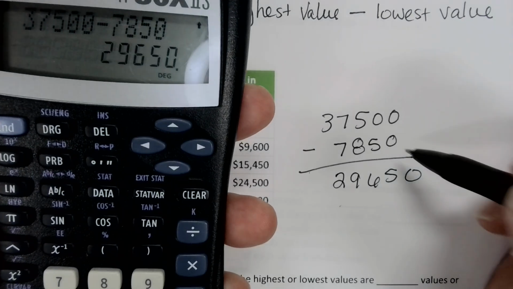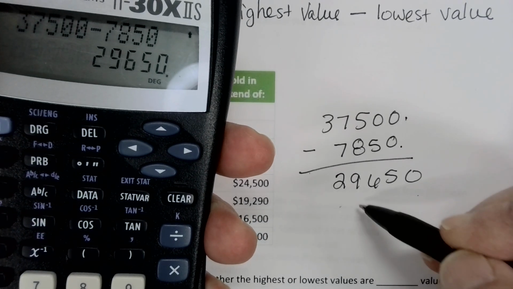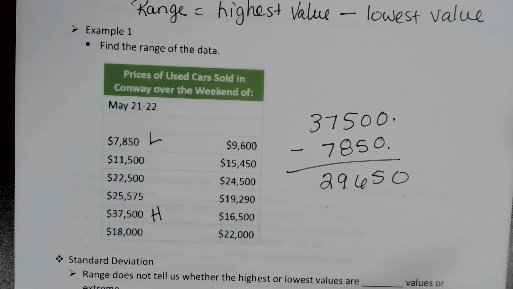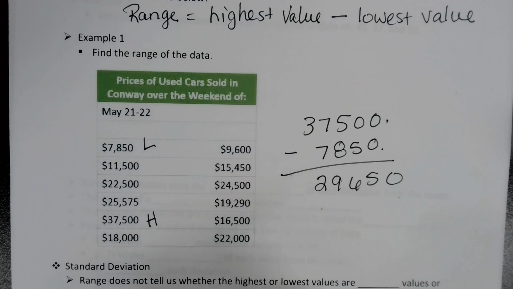29,650. And that's the range. Between the lowest car and the highest car, there was a difference of $29,650. So that's the range of prices for the sold cars.